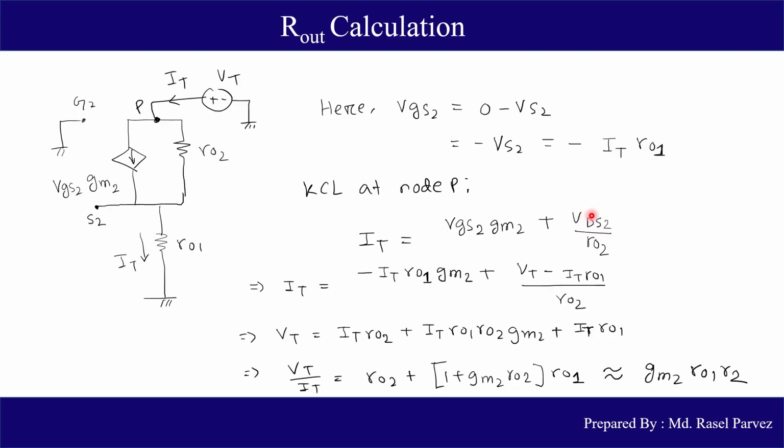Similarly, VDS2 is the difference between drain and source. The drain is connected to VT, so I have written VT here, and the source voltage we have already determined and we have rewritten it again. From this whole expression, now we will find VT and divide this whole expression with IT. This Vt by It represents the total downward resistance of this circuit, which is our desired expression. We can see that this is quite a large resistance compared to a basic CS amplifier.